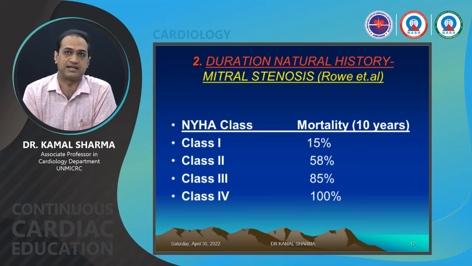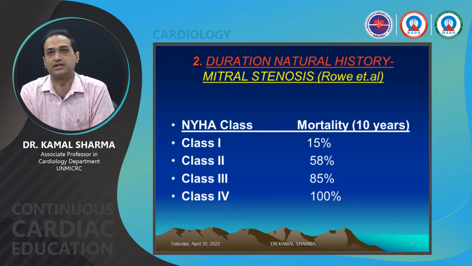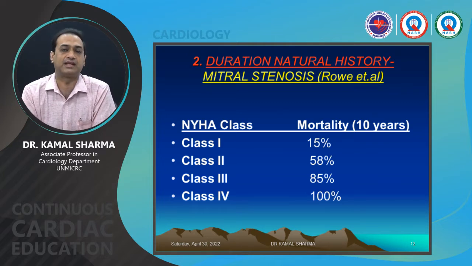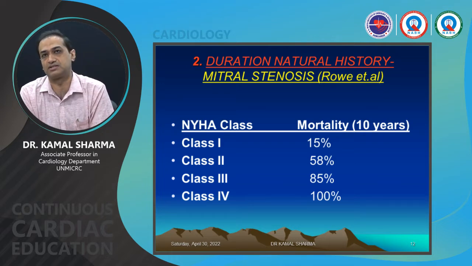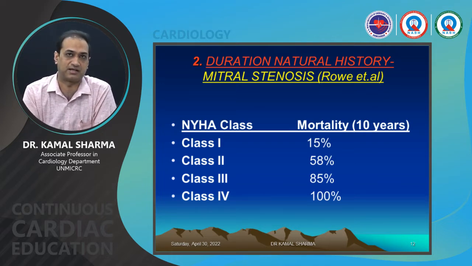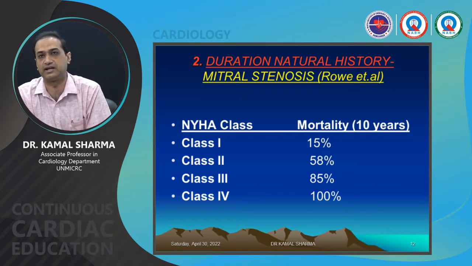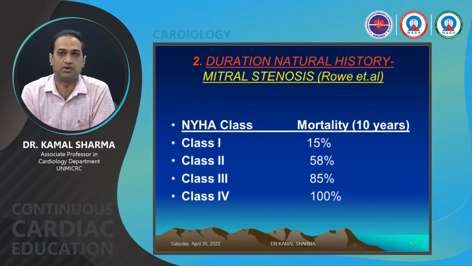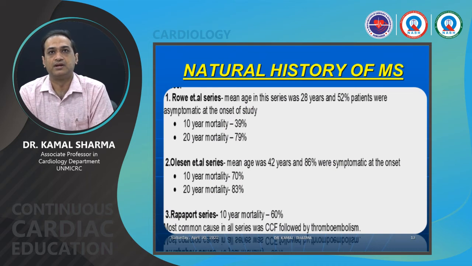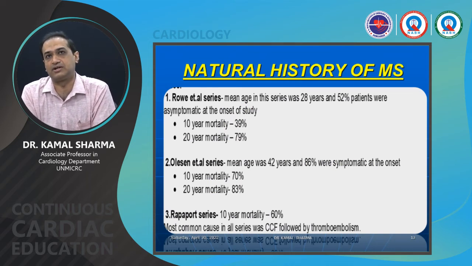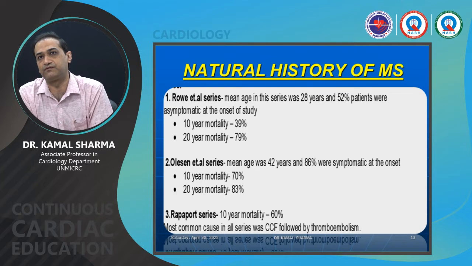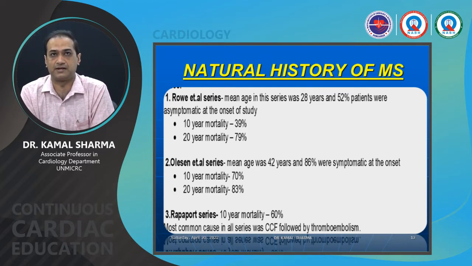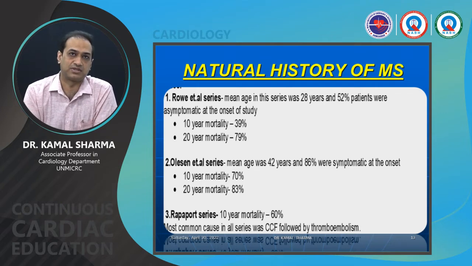Regarding duration of history, as I said, in Rowe's series, a patient who had survived for 10 years in class 1 or 2 is more likely to have mitral stenosis rather than aortic stenosis, because class 1 patients have a mortality of only 15% at 10 years, class 2 have 58%, class 3 85%, but in class 4 almost all are dead by 10 years. In Rowe's series, the 10-year mortality for a mean age of 28 years was 52% in patients who were asymptomatic 39%, while 20-year mortality was 79%.